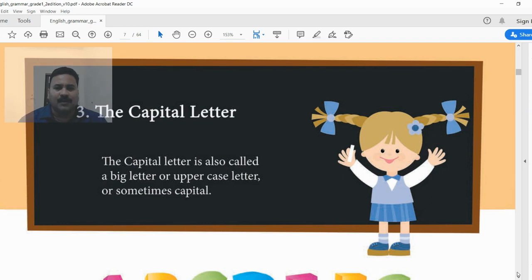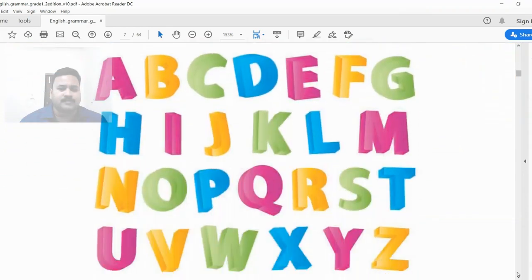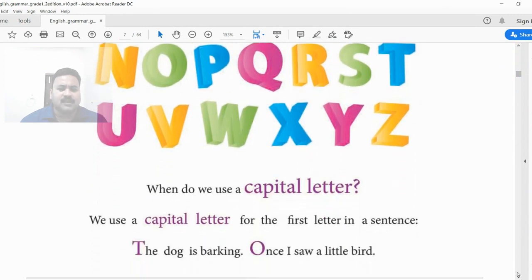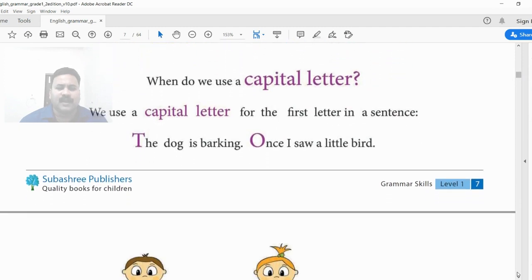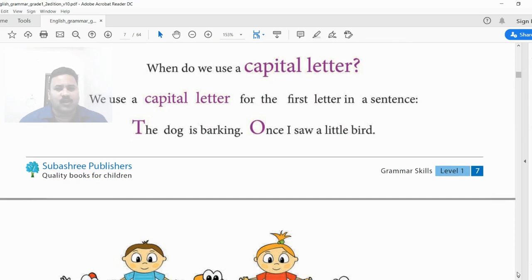So there are some grammatical rules on when to use a capital letter and when to use a small letter. Let's look at these grammar points. So this is how capital letters are represented. Now let's see, when do we use a capital letter? We use a capital letter for the first letter in a sentence. A sentence always begins with a capital letter.